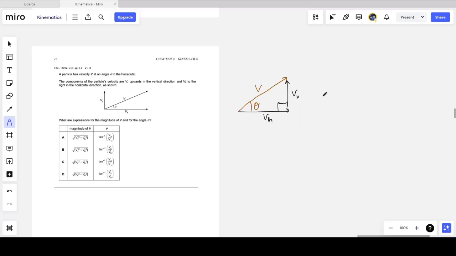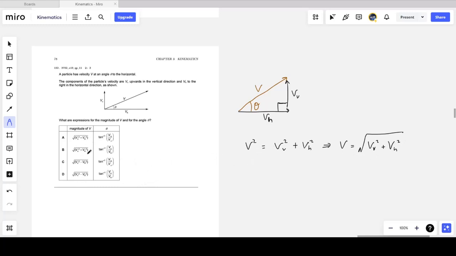So I want the magnitude of v first. Well, Mr. Pythagoras tells me that v squared is vv squared plus vh squared, which means the thing I'm interested in, v, would be the square root of vv squared plus vh squared. And that corresponds to a and b. So we can already eliminate c and d. But I do need the angle as well.